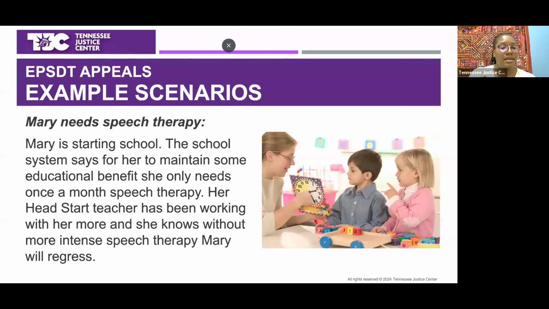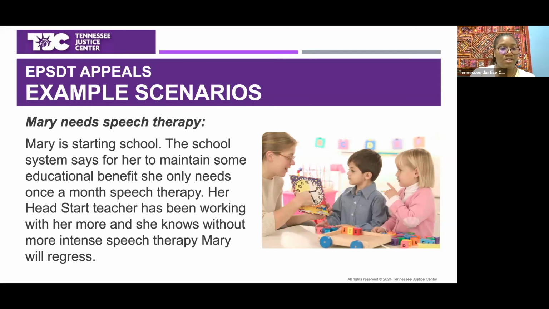So in fact, it is medically necessary to get speech therapy more frequently. So this is the type of situation where you're disputing TennCare's decision, or in this case, you're going to argue to TennCare that Mary needs speech therapy more intensely than once a month, and TennCare is going to then make a decision that will place a requirement on the school to offer speech therapy more than once a month.